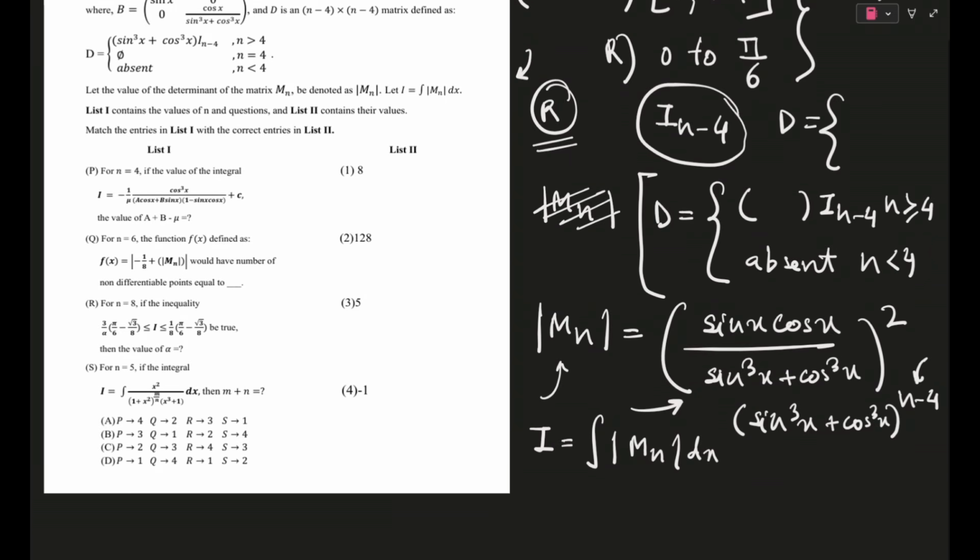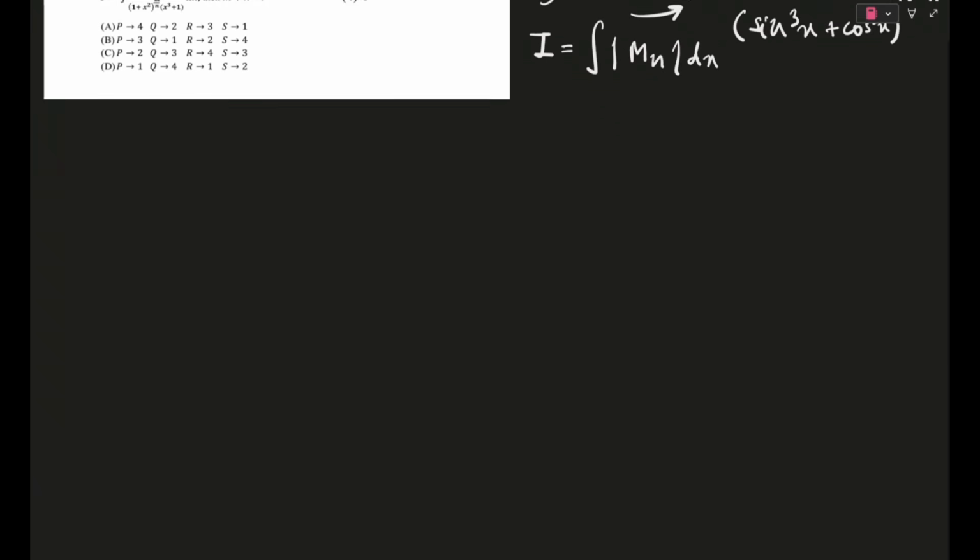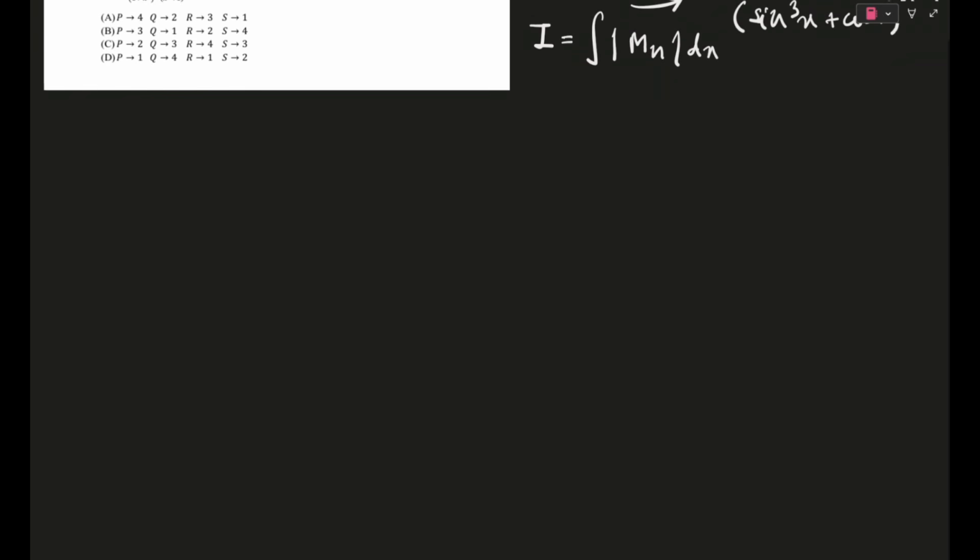The first option, P, says: for n equals 4, if the value of the integral I is equal to minus 1 by mu times cos cube x whole divided by (a cosine x plus b sine x) into (1 minus sine x cos x), both these brackets being in the denominator, plus the integration constant, then we have to find the value of a plus b minus mu. So let's put n equals 4.